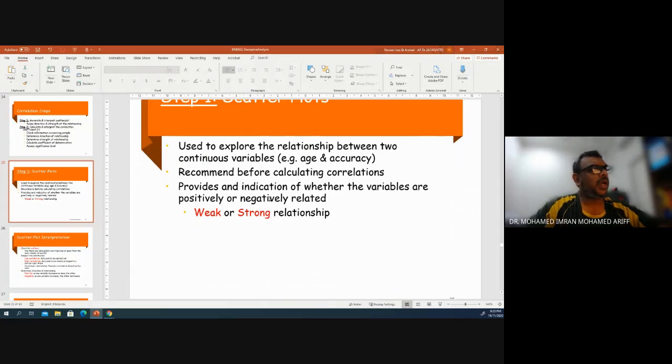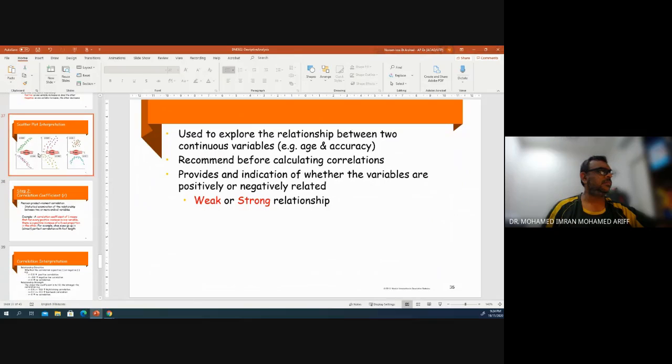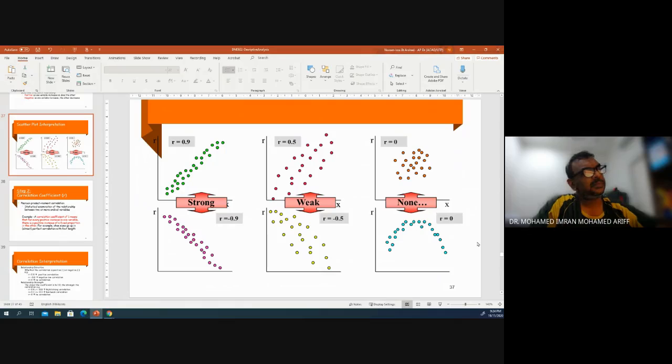Scatter plot ni to explore the relationship between two continuous variables, example, age and accuracy. Recommended before calculating correlation, provides the indication whether it's a strong or weak relationship. Macam ni. Okay, contohnya macam ni lah. Let's say kita tengok graf yang warna hijau ni, dia naik sama cantik.